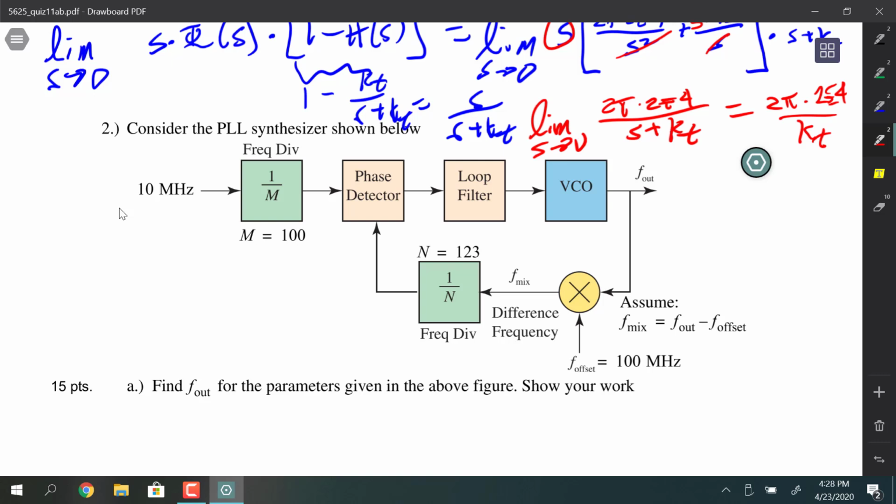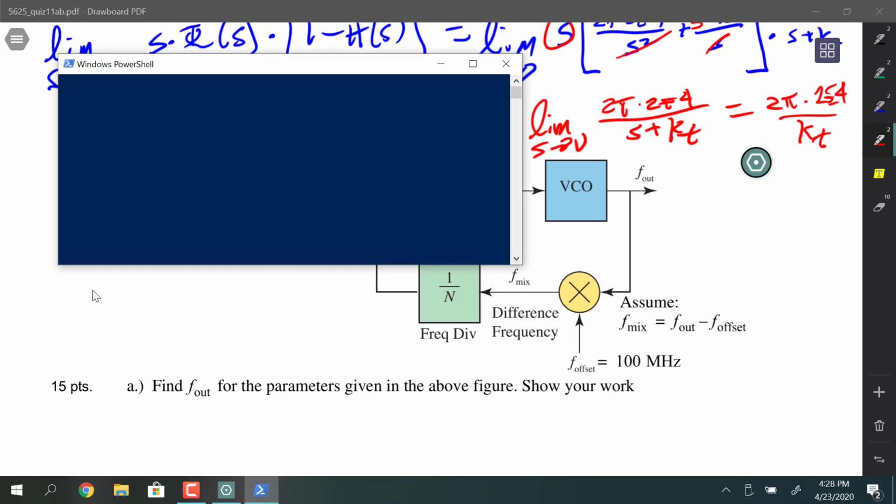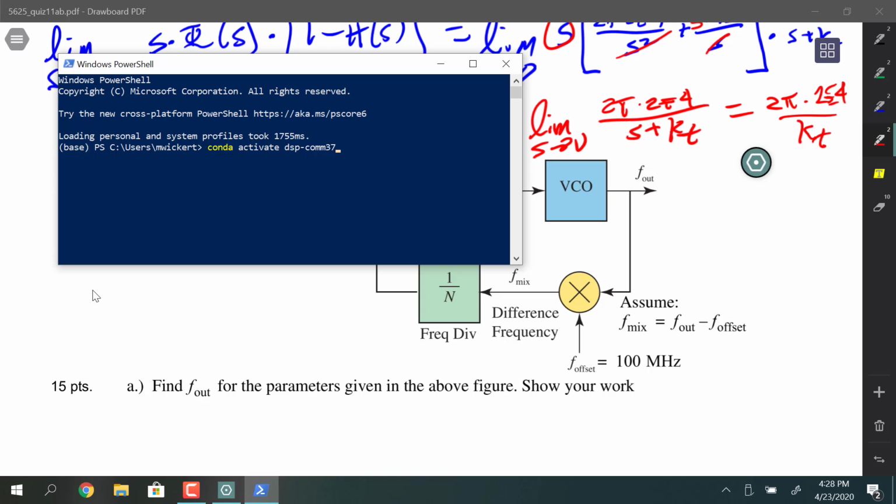So in this case, we're at 10 megahertz, so I have not started up my Jupyter like I had running before for my calculator, so I'm just going to do that real fast. Activate the right base.